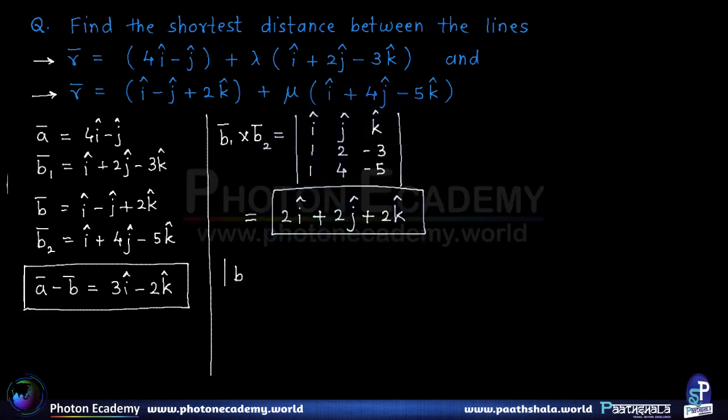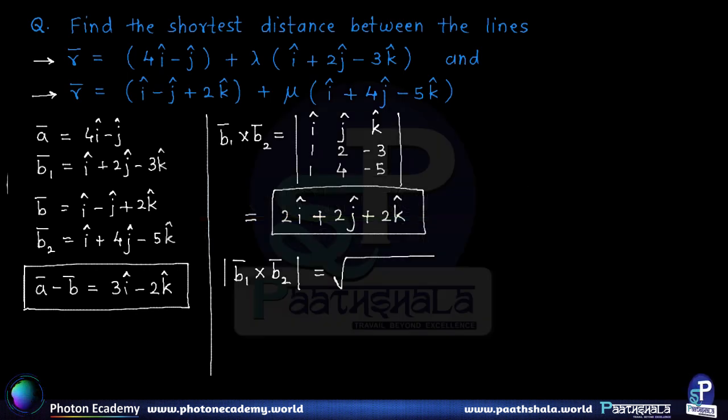Let us calculate its magnitude here itself. So the magnitude of the cross product b1 cross b2 is equal to, since all the components are the same, root of 2 square plus 2 square plus 2 square, that is 4 threes are 12, and that is nothing but 2 root 3.